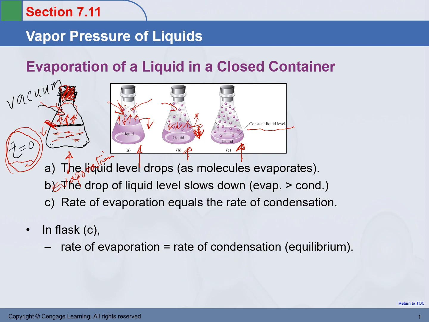The rate of evaporation equals the rate of condensation. These are two opposite processes. When two opposite processes are happening at an equal rate, we say the system is in equilibrium. We'll come back to talk about equilibrium again. So in flask C, we say the system is in equilibrium.